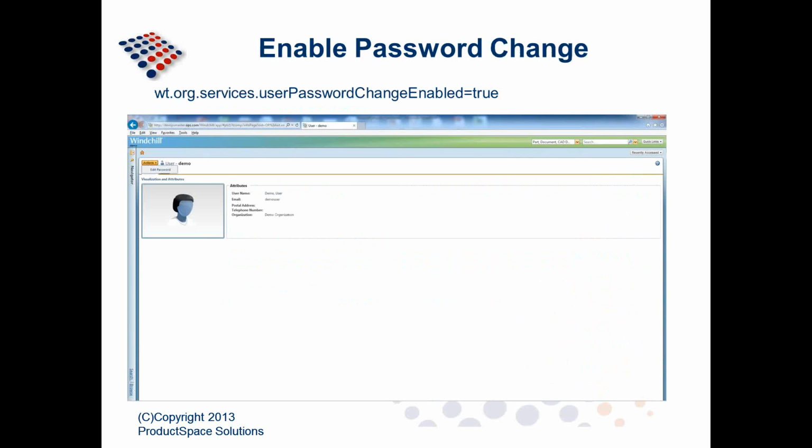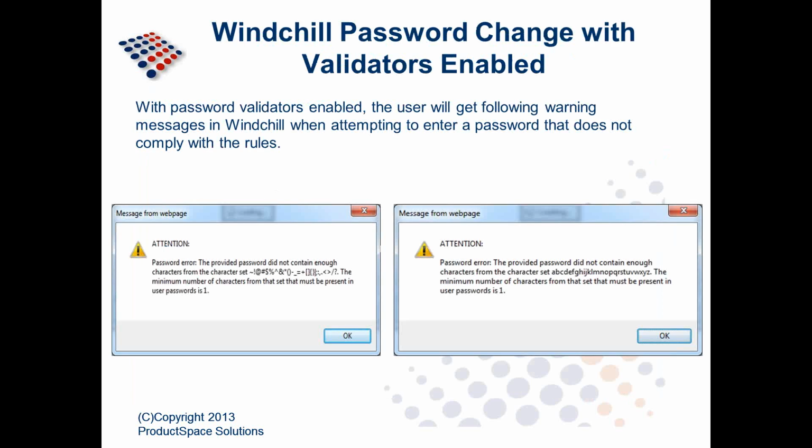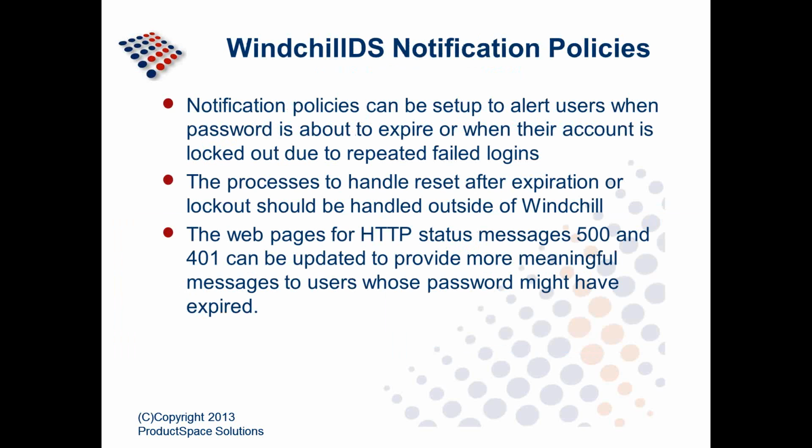So if you're using WindchillDS, you could enable the password change option in Windchill using the following property, and once you enable that, individual users can go to their profile and do an edit password to change their passwords. If you have rules configured, like we mentioned earlier, and they attempt to change their password and the password does not comply with the rules, Windchill will report the error messages that it gets from WindchillDS. So you will get the error messages based on the rules that are configured in DS.